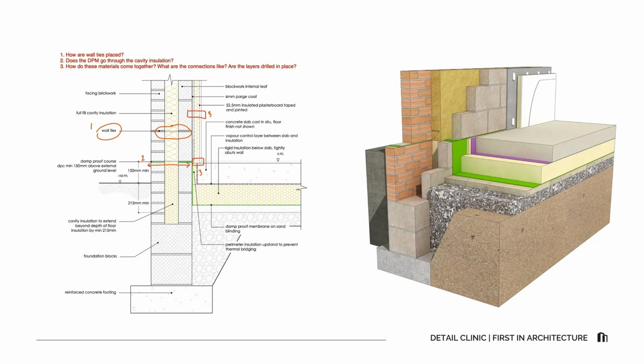Today we're looking at a masonry cavity wall foundation junction with a ground-bearing slab with insulation below the slab. By the end you'll understand how moisture is managed at ground level, how the thermal line is kept continuous at the slab edge, how wall ties actually work, and how the components relate to each other so the detail performs as intended. First, let's run through some of the common elements we will see in this detail.